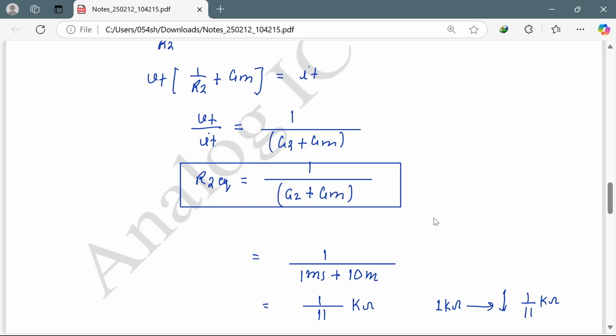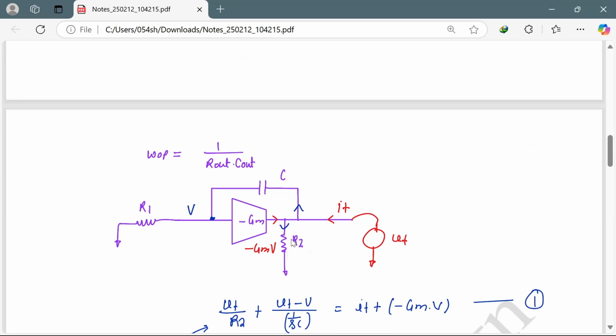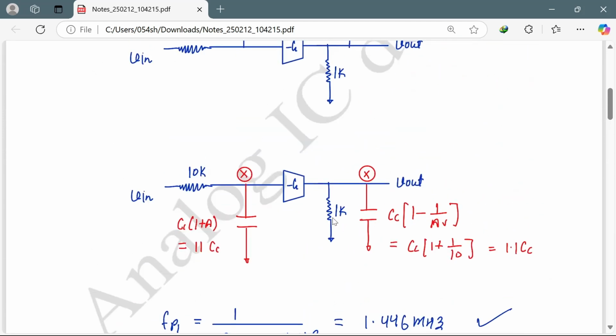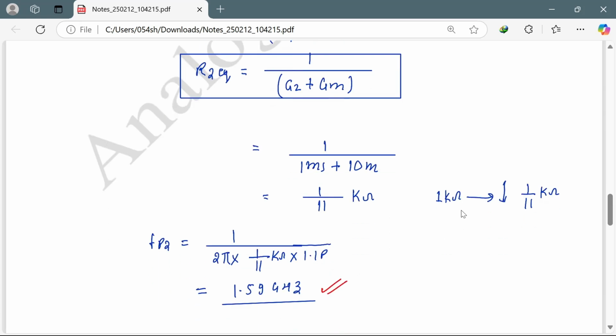So you see here what we were doing wrong. We took only G2, only R2, but we are getting one extra term, gm, also. So the new equivalent conductance will be 1 millisiemen plus gm. This R2 is 1 kilo ohm, so it's 1 millisiemen, and the gm value is 10 milli. So it will come out as 1 by 11 kilo ohm. So the output resistance is decreased. Earlier we had taken only the output resistance as 1 kilo ohm, but that was wrong. So the output resistance got reduced to 1 by 11 kilo ohm.